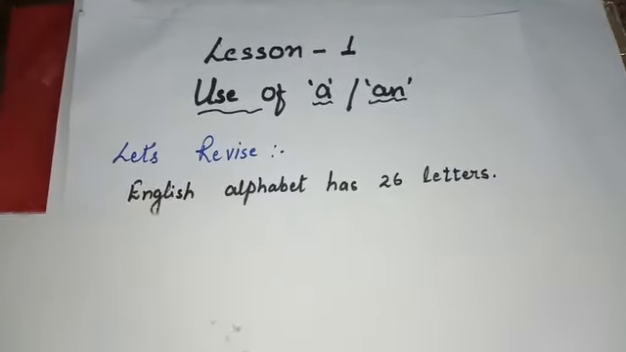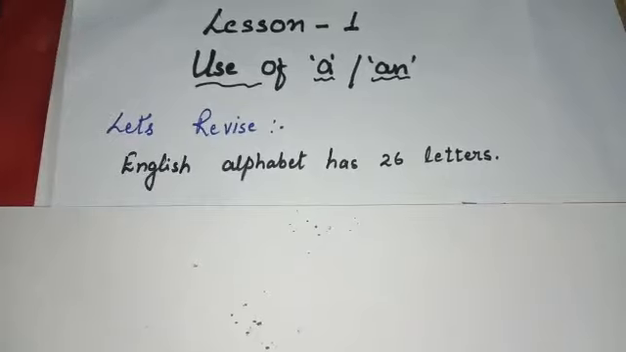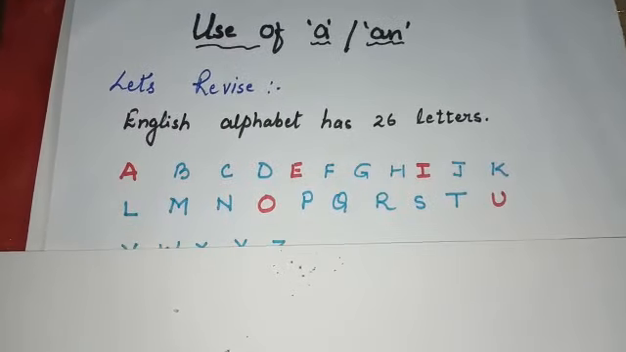Today's lesson is lesson 1, use of A and An. Before starting the lesson, let us revise. The English alphabet has 26 letters. We know all the 26 letters from A to Z.